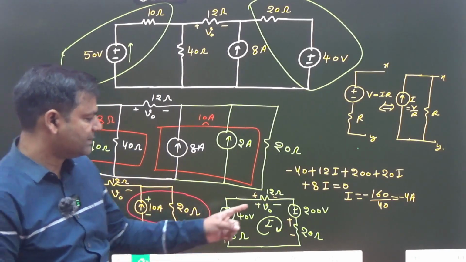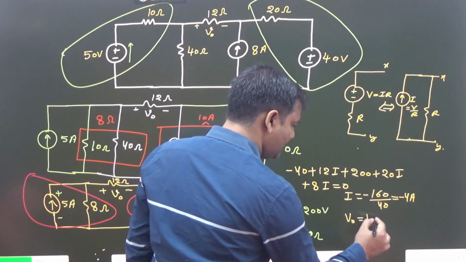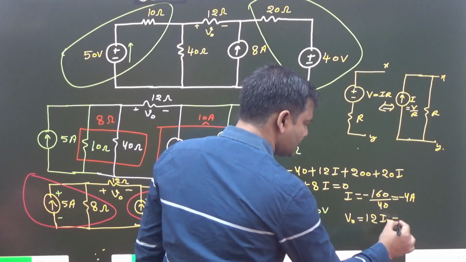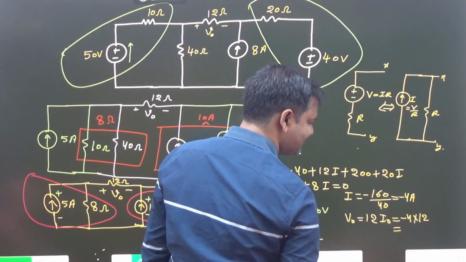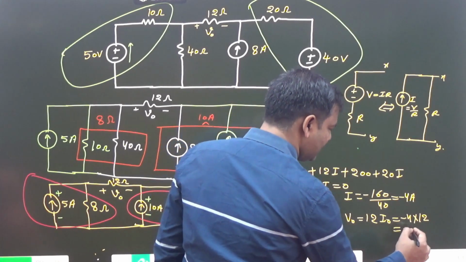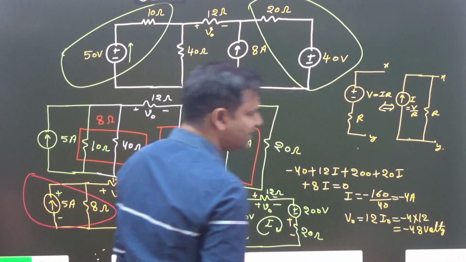And our target is V0. So V0 is written as 12 into I. So minus 4 into 12, minus 48 volt is the right answer.